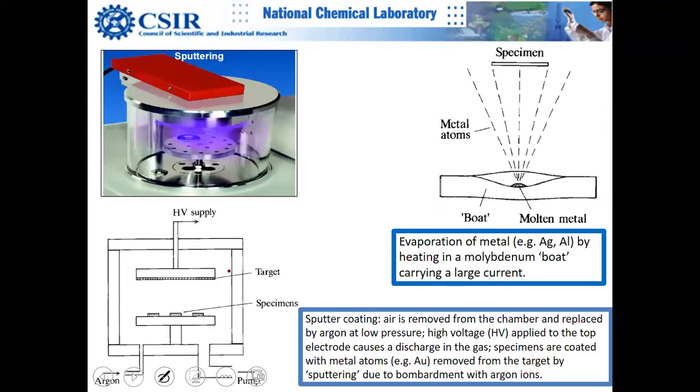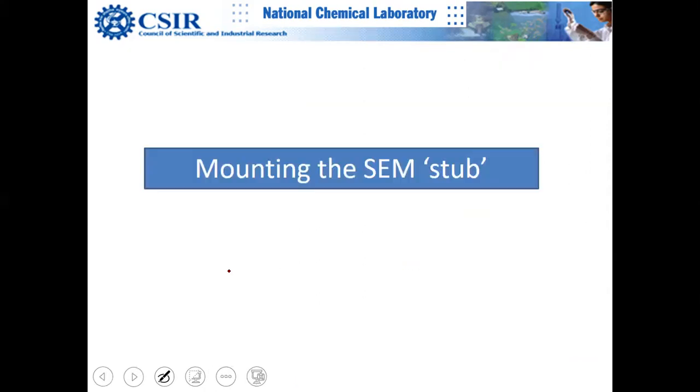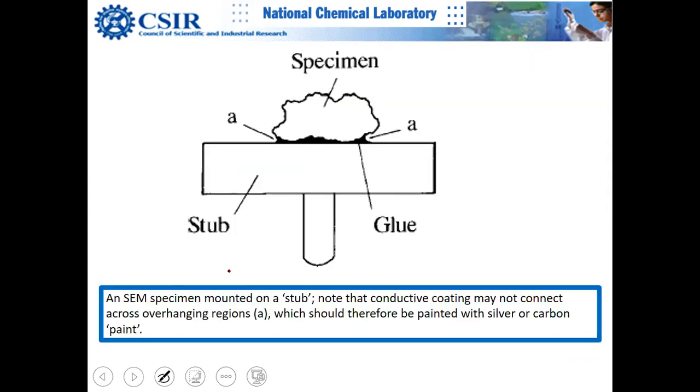Normally you do sputtering with magnetrons. It's called magnetron sputtering. It's a very small, simple machine, very easy. Don't get frightened by the looks of some weird looking physics stuff. It's a simple machine, you can handle it. Next, mounting the SEM stub.